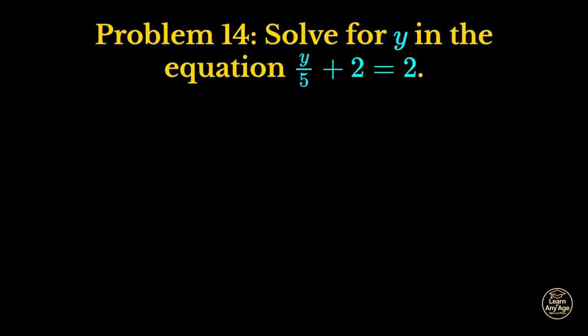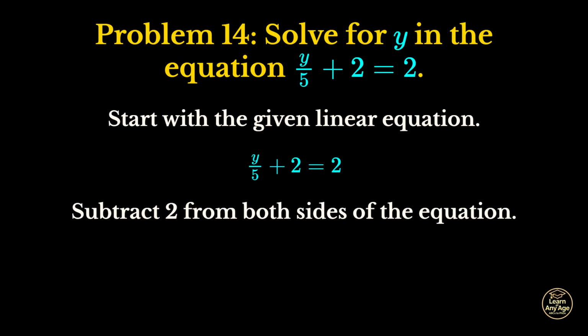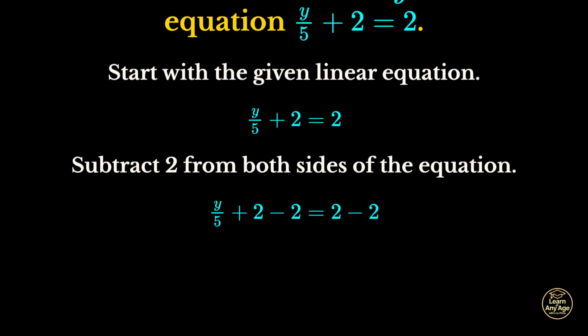Problem 14. Solve for y in the equation y over 5 plus 2 equals 2. Start with the given linear equation. Y over 5 plus 2 equals 2. Subtract 2 from both sides of the equation. Y over 5 plus 2 minus 2 equals 2 minus 2.